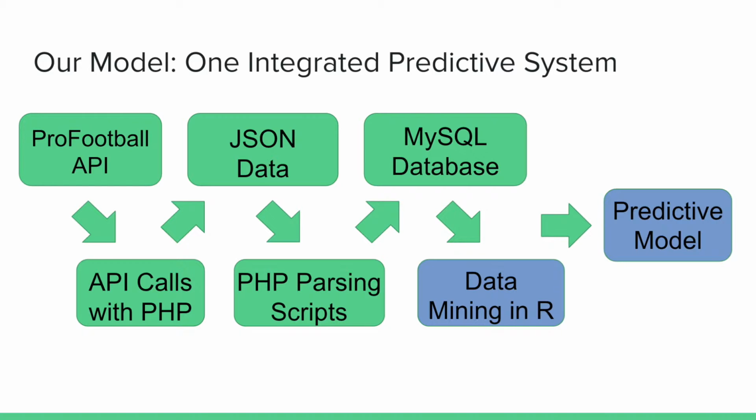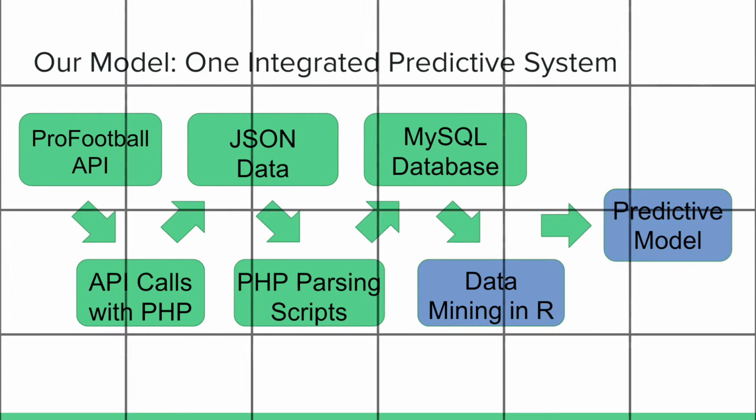Our model is one integrated predictive system. Starting with our data source, ProFootballAPI.com, we execute API calls using PHP scripts, which return the data in JSON format. We then parse that JSON data and create a MySQL database in which we store the data. We then input the data into a statistical programming environment called R, in which we can analyze the data and identify key performance metrics. Using that analysis, we can then form our predictive model.